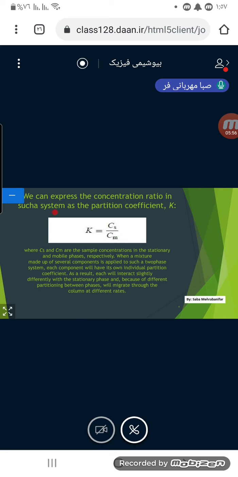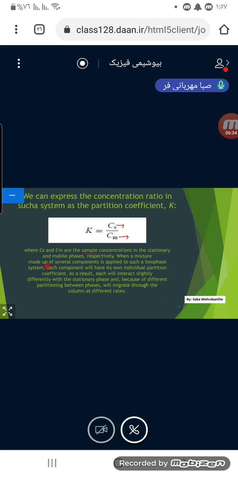Okay, as I told you, we can express the concentration ratio in such a system as the partition coefficient. K is equal to the concentration in the stationary part over the concentration in the mobile part. Cs and Cm are the sample concentration in the stationary and mobile parts respectively.